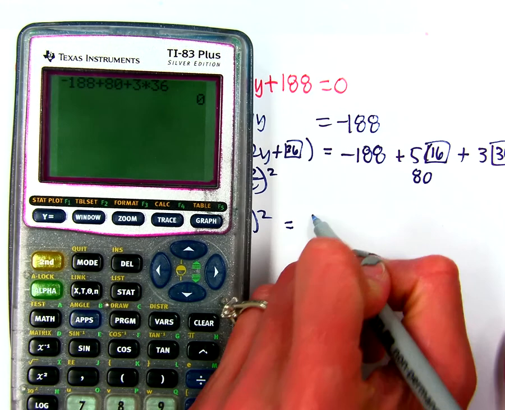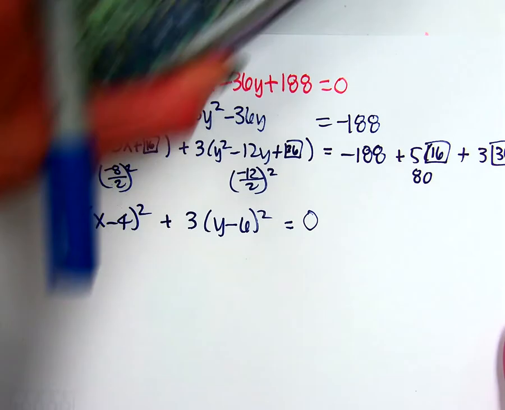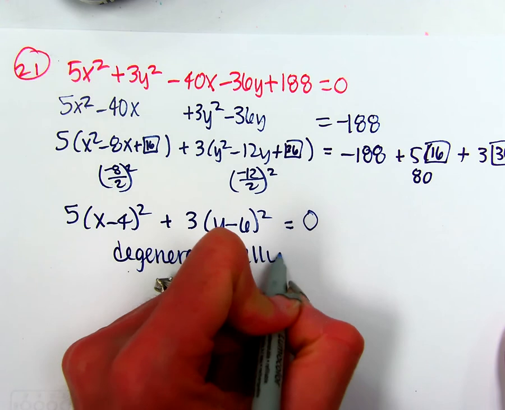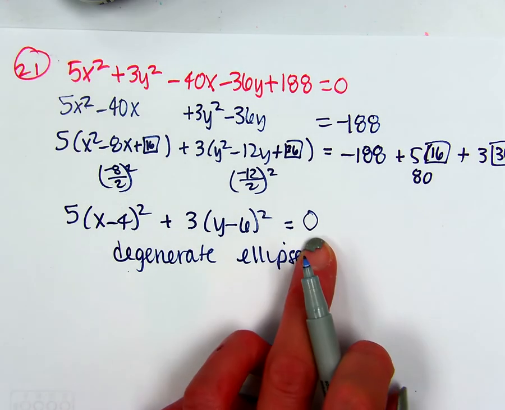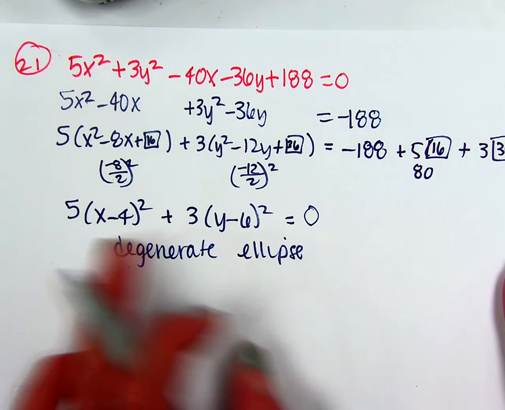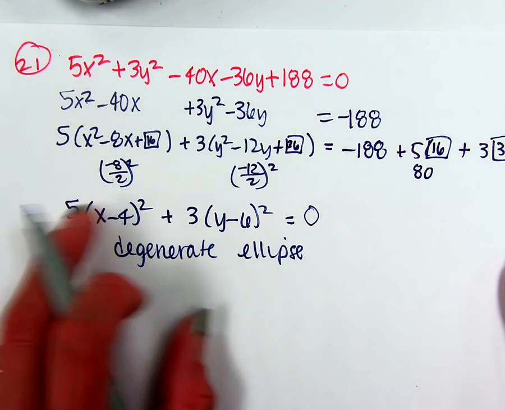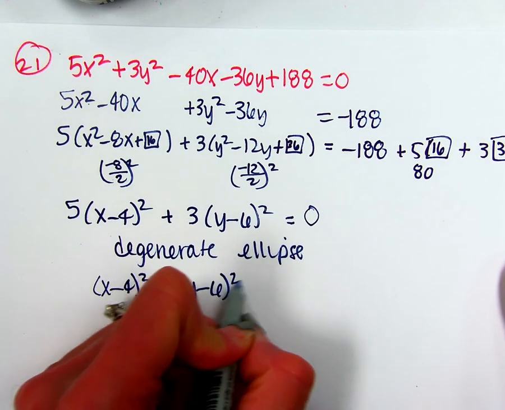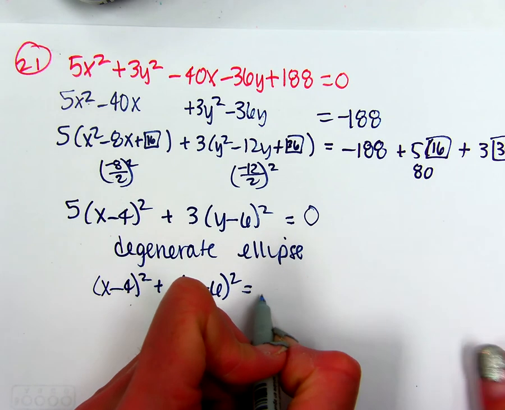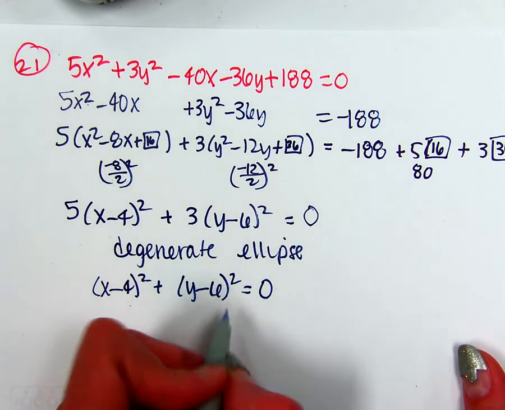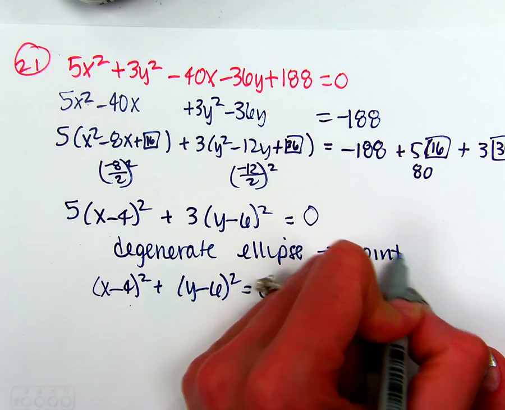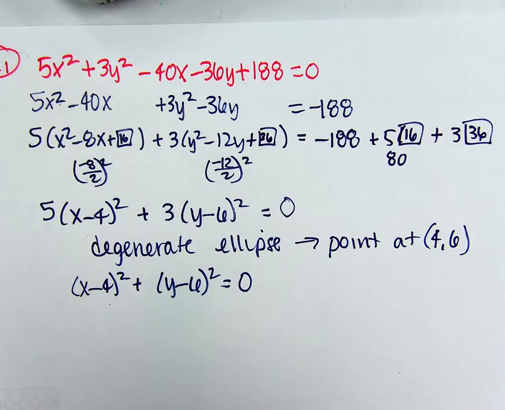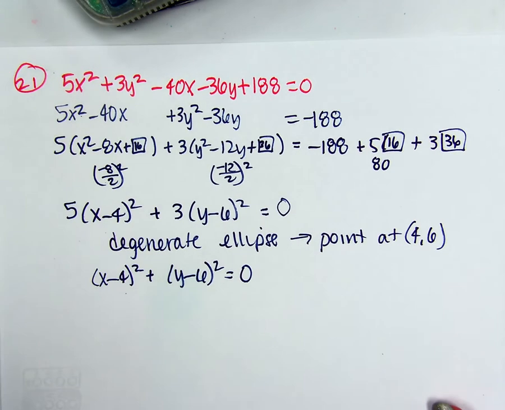So I get 0, which is interesting. So this is actually called a degenerate ellipse. It's almost an ellipse, but it doesn't quite work out because that needs to be a number that's non-zero. So even if I divide by 5 and 3, I'm going to get x minus 4 squared over 3 plus y minus 6 squared over 5, and that would give me 0. All right, so all this is a point at 4 comma 6. So an infinitely tiny ellipse, I guess, but it doesn't really count as an ellipse.